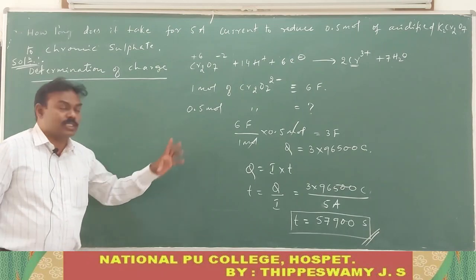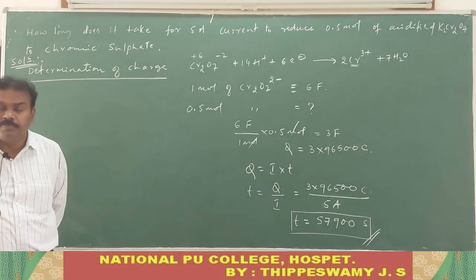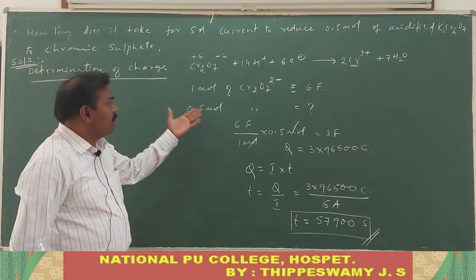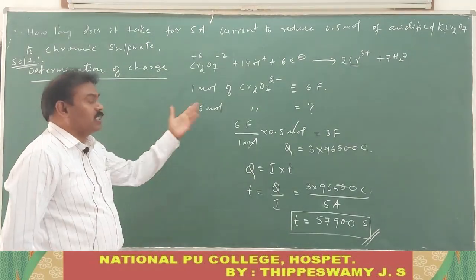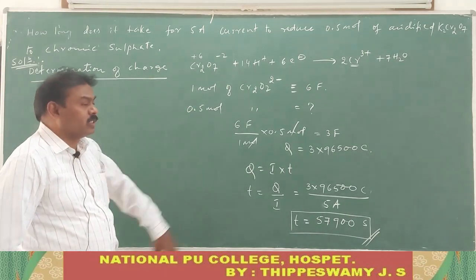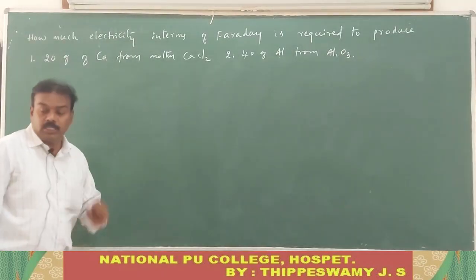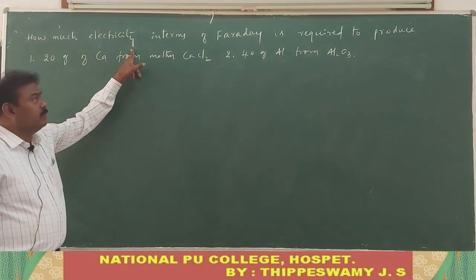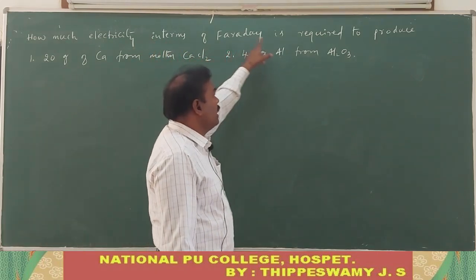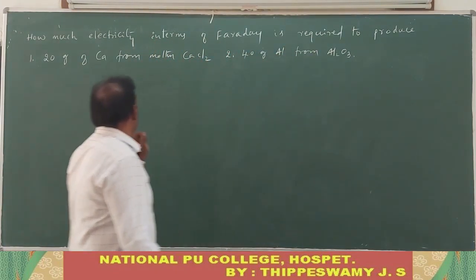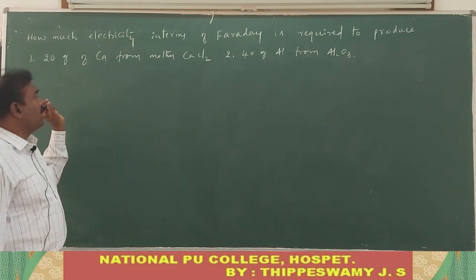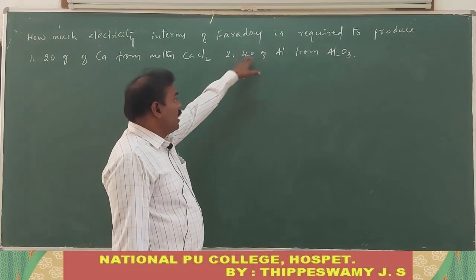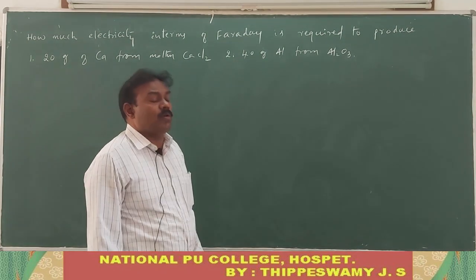So in this way we can just solve some numericals. It is based on Q is equal to I into T, or the number of electrons required to reduce one substance into another substance. So like this we can solve. Now we'll take one more numerical. How much electricity in terms of Faraday is required to produce, first question, 20 gram of calcium from calcium chloride, and one more question, 40 gram of aluminium from aluminium chloride.